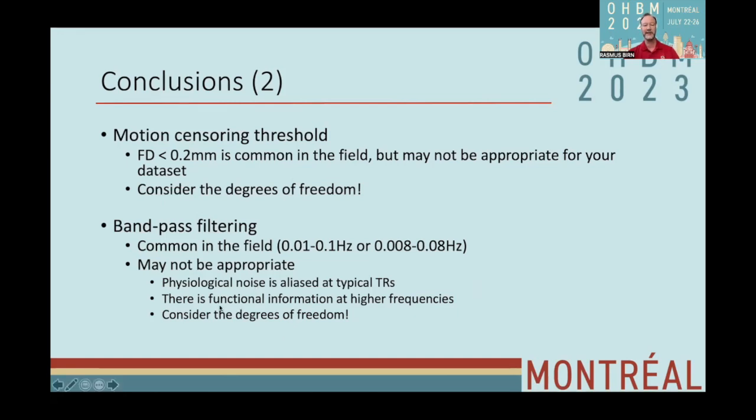In addition, there is increasing evidence that there's functional information at higher frequencies. So I would urge people to revisit the idea of whether or not we want to do bandpass filtering, and in particular, consider the degrees of freedom that are lost. This is also a problem for the newer connectome-style acquisitions that acquire data with very short TRs, like 800 milliseconds, where if you filter the data and only keep the very low frequencies, below 0.1 hertz, you're throwing away a lot of degrees of freedom.